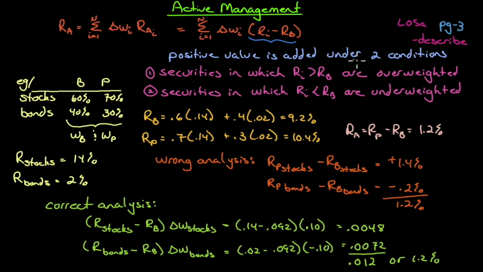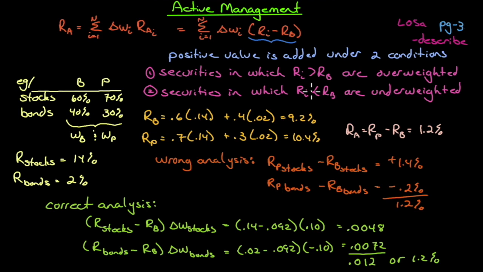So I'm going to say what I just said on the last page, but in words here. Positive value is added under two conditions. Securities in which the return on the security is greater than the return on the benchmark are overweighted, and securities in which the return on the individual asset is less than the return on the benchmark are underweighted. If we overweight, this term will be positive, this term will be positive. If we underweight and this condition is true, this term will be negative, this term will be negative. You need to see that both these conditions add to active return.